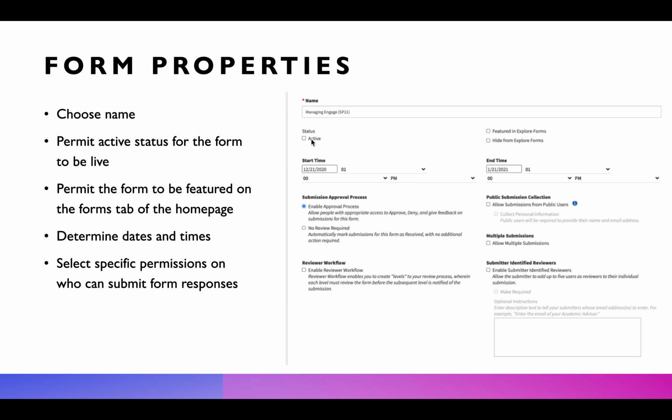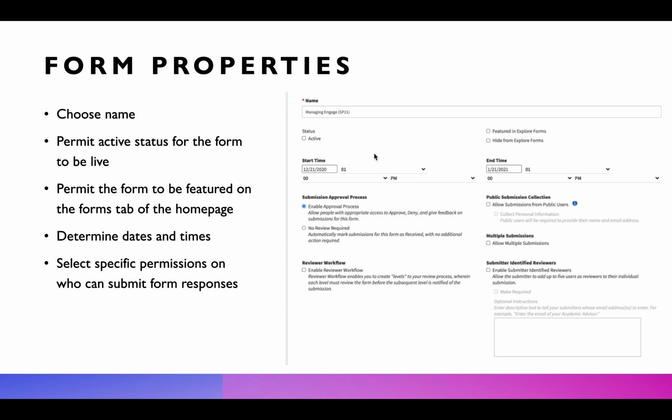So that means if it's currently live, you'll click that active button. And then some other things is that you can feature it in the Explore forms, which means that it's available to everyone under the Forms tab on the homepage of Engage, or you could even hide it. So if you have a specific organization registration form to fill out and you don't need the whole world to see it, then you can go ahead and click the hide.